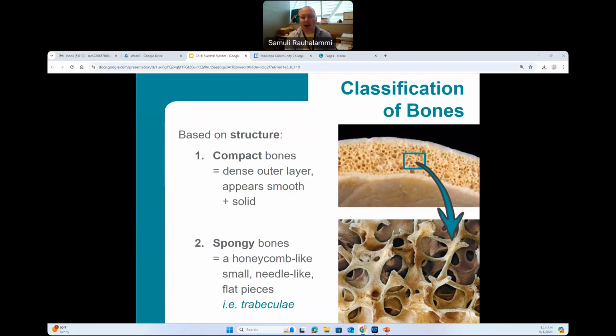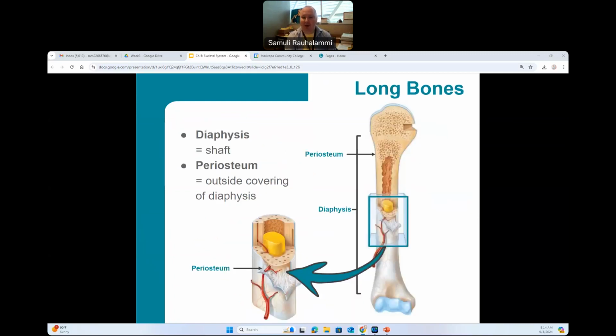Now what I wanted to do next is to have a look at long bones. We're going to look at different parts of the long bone, so let's discuss that a little bit further. When we look at the long bone, we can divide it in many different ways. And we're going to start with the division into diaphysis and periosteum.